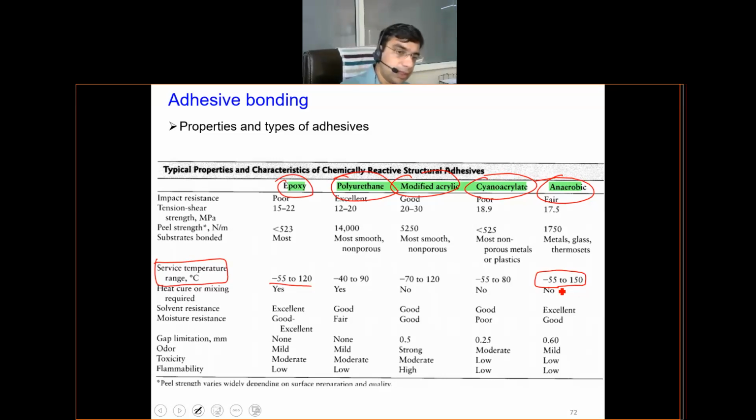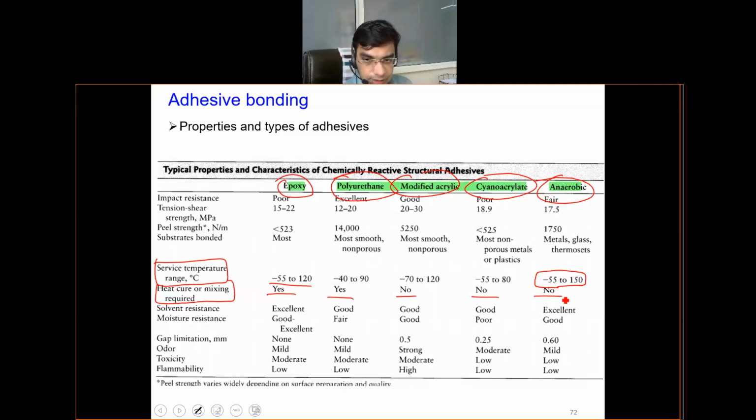And then the next important aspect to look at is the heat required for curing or mixing. Since it is a thermoset, to catalyze or accelerate the polymerization reaction, in some cases external heat may be applied, and pressure is definitely applied in all the cases. But there are now other bonding materials available in which perhaps no heat is required.